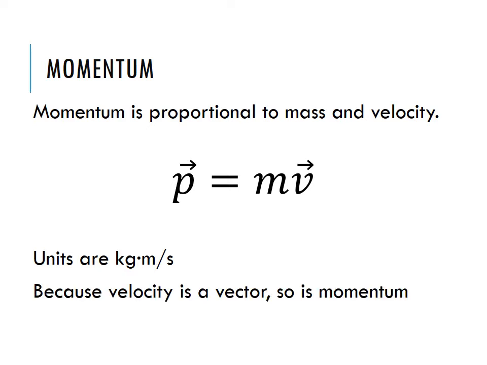Because velocity is a vector, so is momentum. Momentum is always going to be in the same direction as my velocity. Because mass is just a scalar, it does not change the direction.